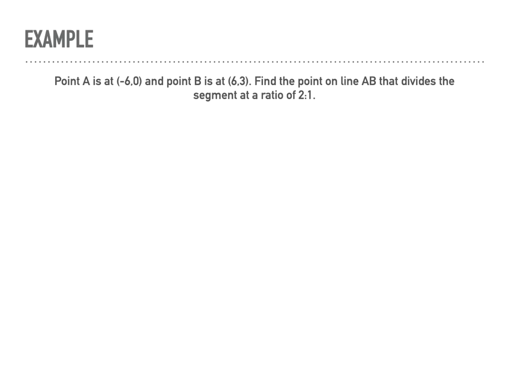Here's an example. Point A is at -6, 0, and point B is at 6, 3. Find the point on line AB that divides the segment at a ratio of 2 to 1. This is just the same string question that we talked about in the first slide, just rephrased. So let's use our steps to find out the solution.